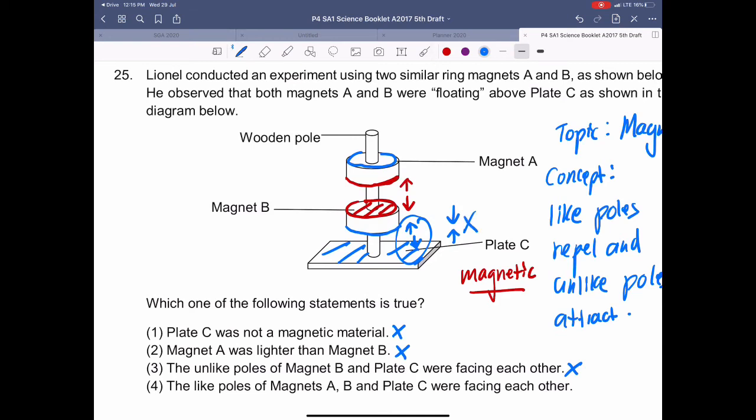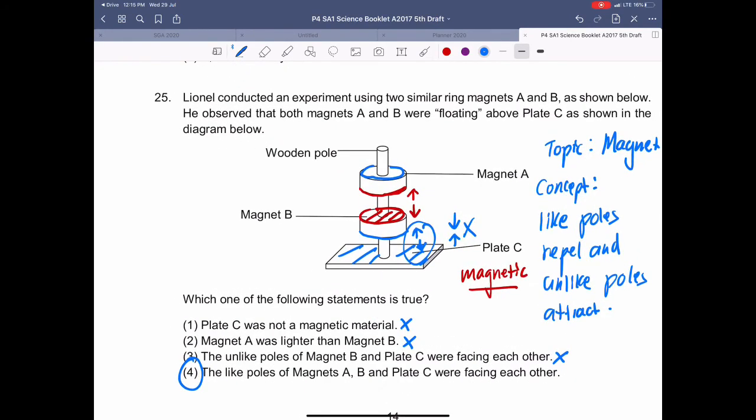The like poles of A, B, and C were facing each other. Okay? A, B, and C, yes. So answer number 4. Okay? So it's only with like poles then they repel.